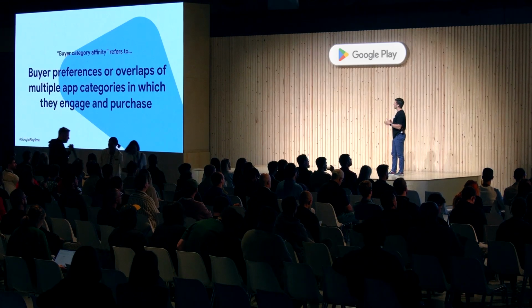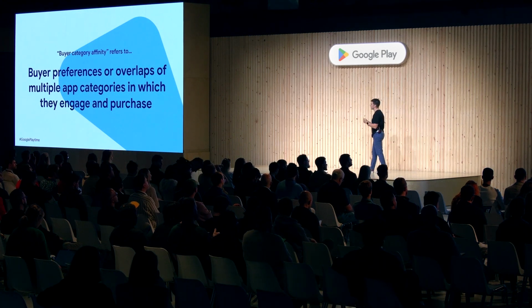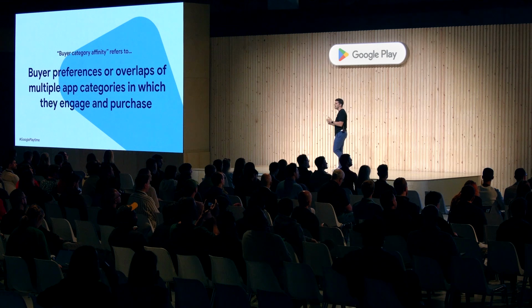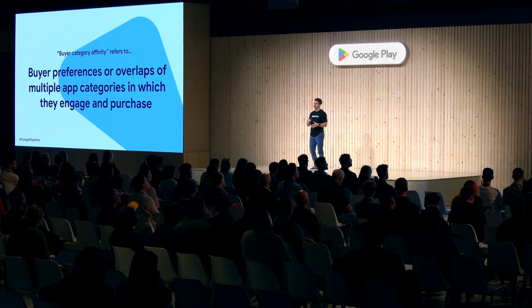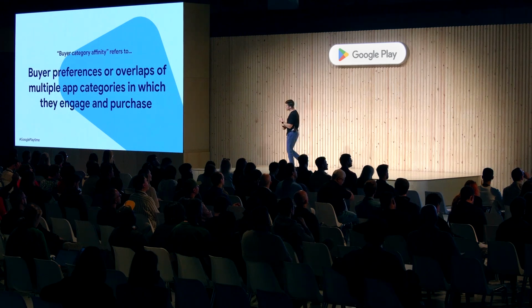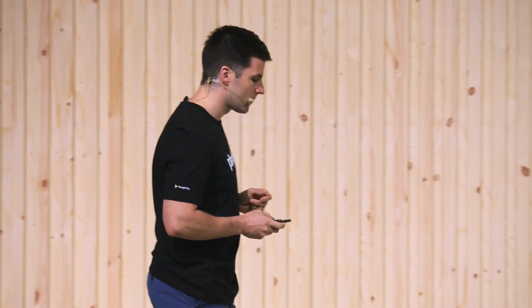All right. You've heard me use this word affinity a few times. I want to make sure we're on the same page and I provide you a definition. So, today, when we talk about affinity or affinities, what we're referring to is the preference or overlap of two or more topics. And specifically today, it's going to be the overlap of two or more app categories in which your buyers are either engaging or purchasing in.